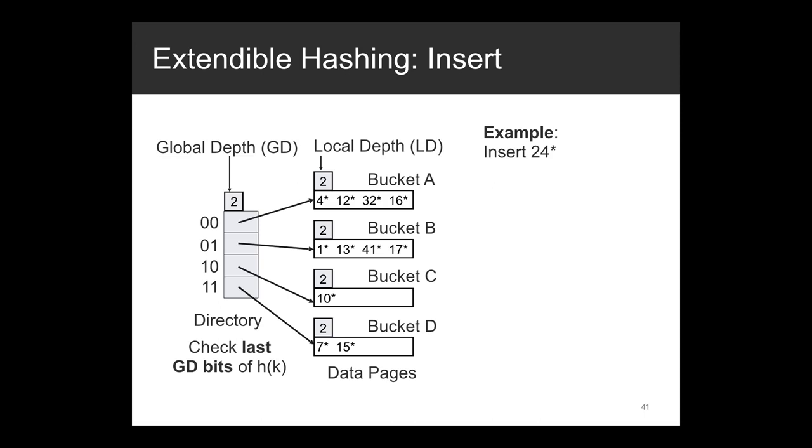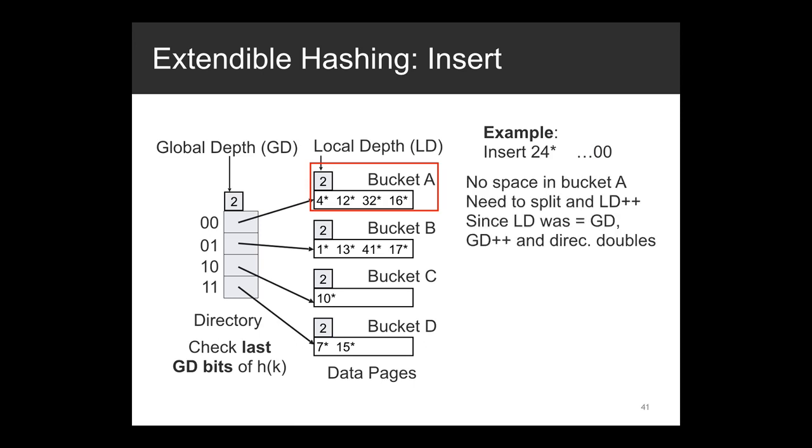Okay? Let's insert 24. Which bucket should it go to? A. 24 mod 4 is 0. Right? But A has no space. What do you do? You apply the algorithm for the insertion. You need to check what is LD versus what is GD. And in this case, LD is equal to GD. Therefore, apart from splitting this page and incrementing its corresponding local depth, global depth also has to increase.